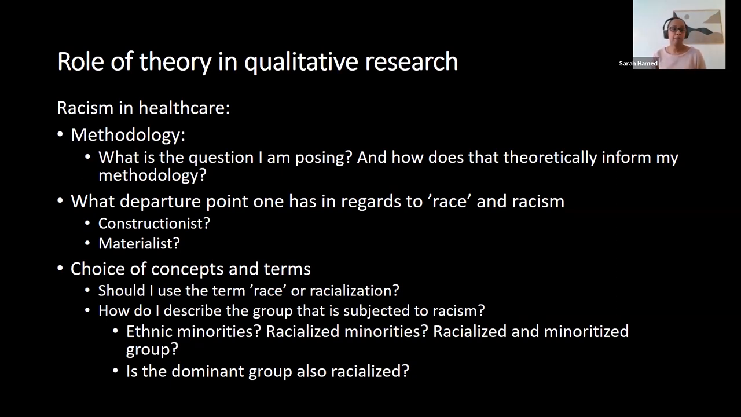Things like, if in my research, for instance, I am going to look at different groups, the group that is subjected to racism. How do I describe that group that is subjected to racism? Do I use the term ethnic minority? Do I use the term racialized minorities? Do I use the term racialized and minoritized group? Is the dominant group also racialized?